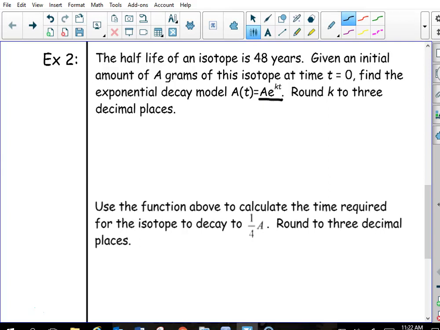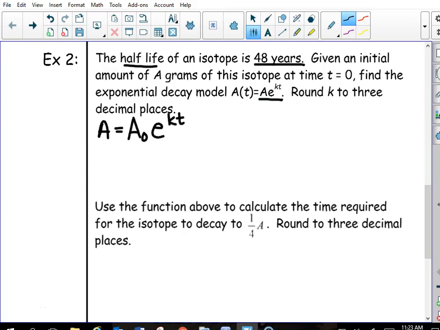Given an initial amount of A grams in this isotope at time t equals 0, find the exponential decay model. It tells us that we have a half-life of 48 years. So what that looks like, let's simplify it a little bit. Let's say just the ending amount, I'll take out the function notation, is equal to the beginning amount, A sub 0, times e to the kt.